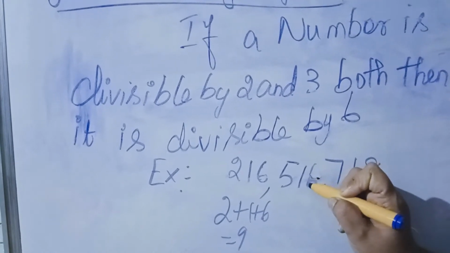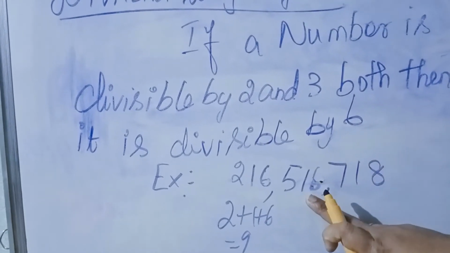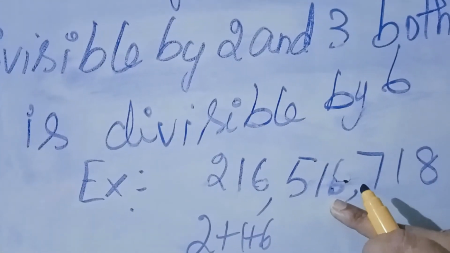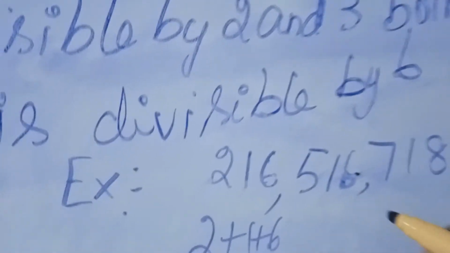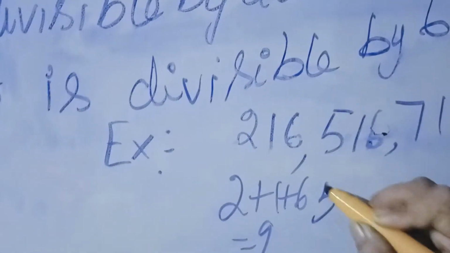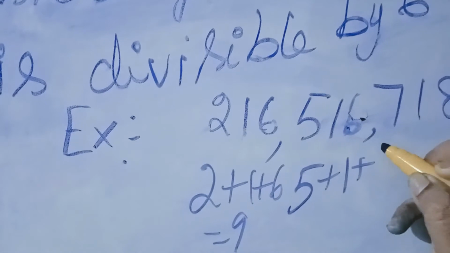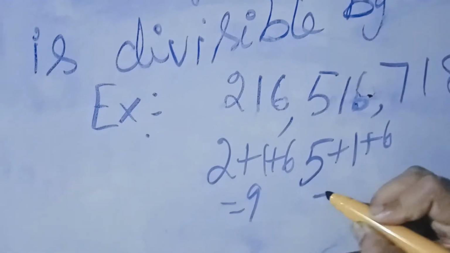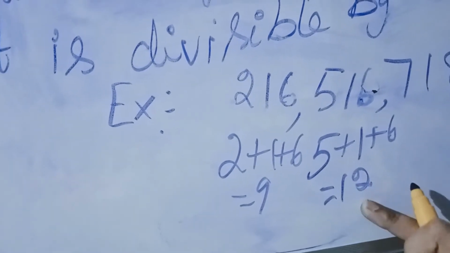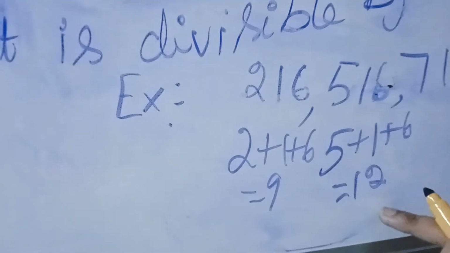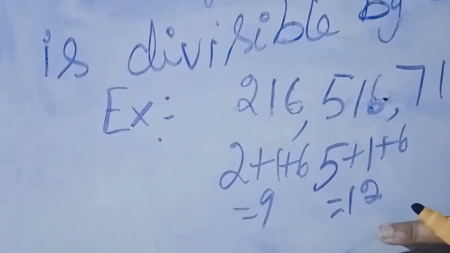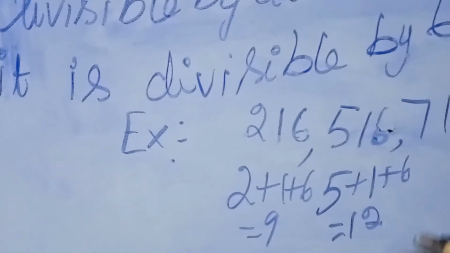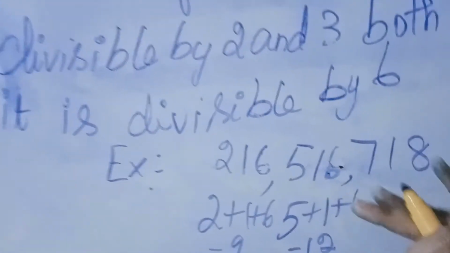516. Okay, is this divisible by 2? Yes, because the ones place is 6, so it is divisible by 2. Now we have to check whether it is divisible by 3. For that we have to add the digits: 5 plus 1 plus 6. That means 5 plus 1 is 6, 6 plus 6 is 12. Is this a multiple of 3? Yes, 12 is a multiple of 3, so it is divisible by 3. So 516 is divisible by 6 because it is divisible by 2 and 3 both.